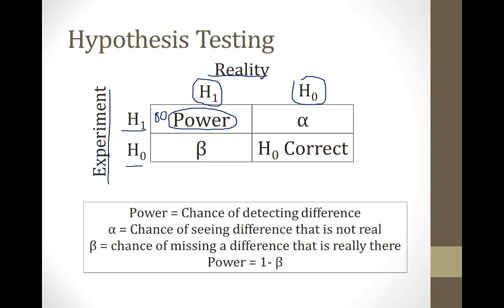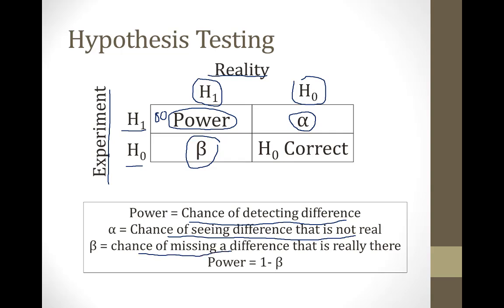In the top right of the 2x2 table, we have the likelihood of an alpha error. That means that we detect a difference, but it's not real, that it's not there. In the bottom left, we have the beta error, the chance that we'll find no difference when in actuality there is one. And I've summarized these things down at the bottom. So the power is the chance of detecting a true difference that exists. Alpha is the chance of seeing a difference that is not real. And beta is the chance of missing a difference that really is there.